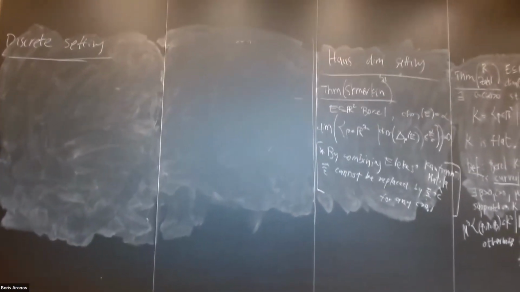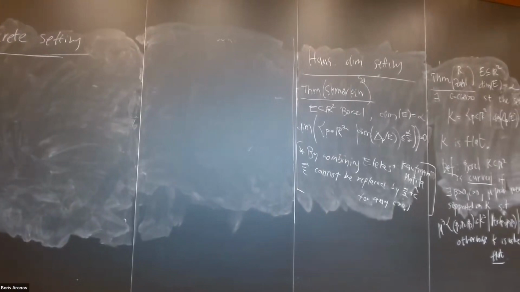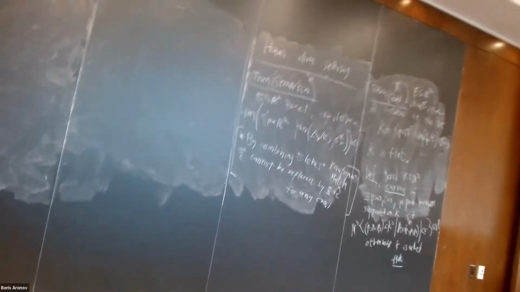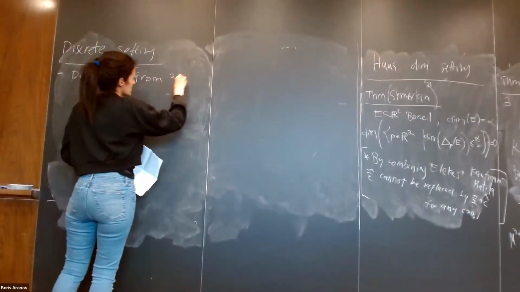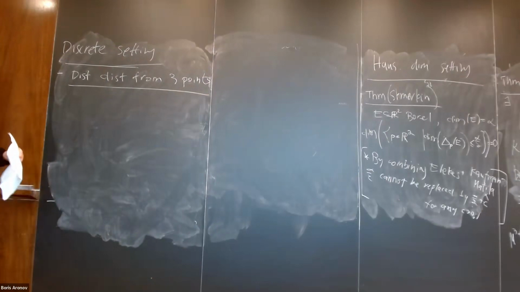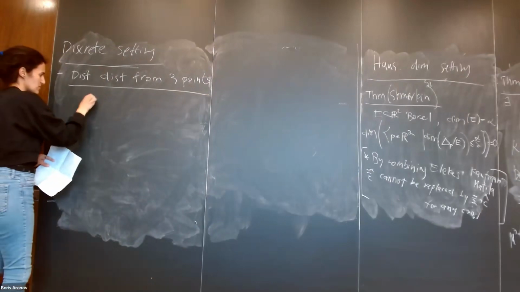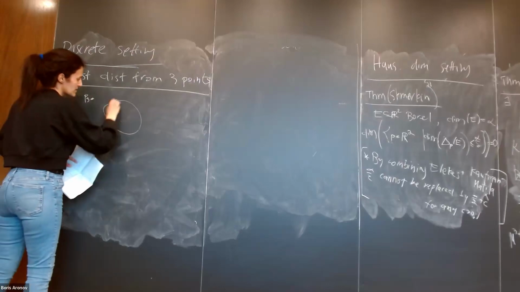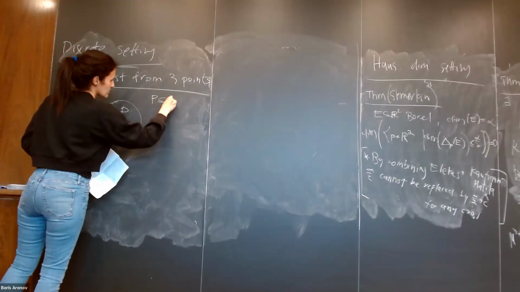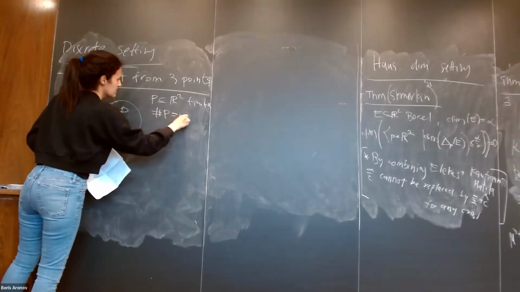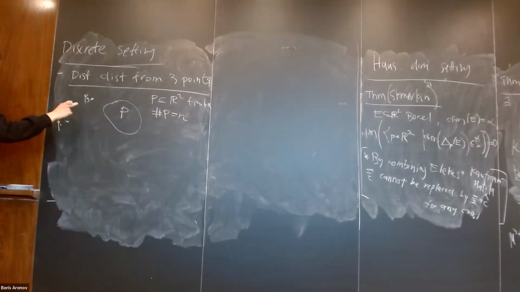Okay, so the problem that we look at here is the distinct distances from 3 points. It is more or less the same as the other question about distances, but this time we fix 3 points, P1, P2, and P3. And we have a set P, a finite subset of R2 of size n. We look only at distances between these 3 points and the set P.